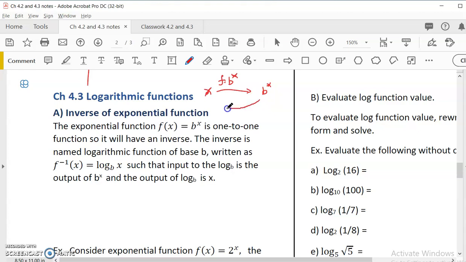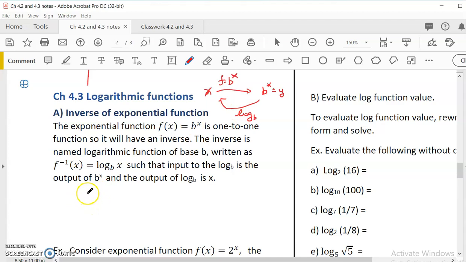The inverse would take b to the x, the answer of the exponent, and use the log function. The log function is always associated with the original base, and we name it log base b, so that the input is b to the x, which is the y, and the output is the original exponent. So this is how we understand it.